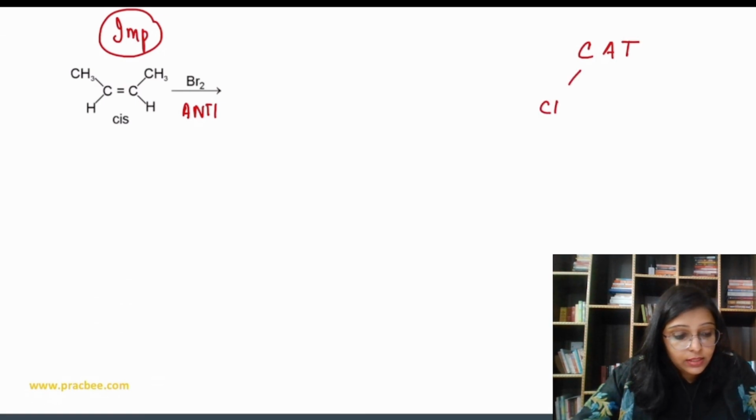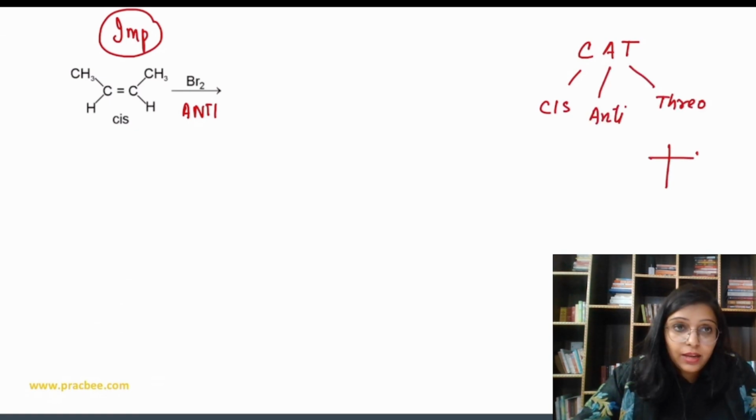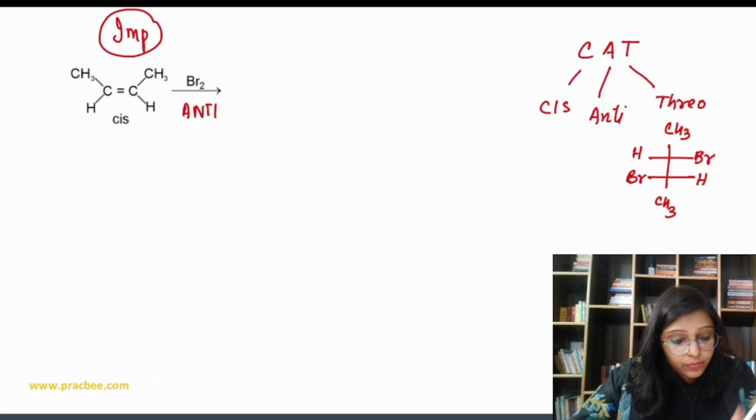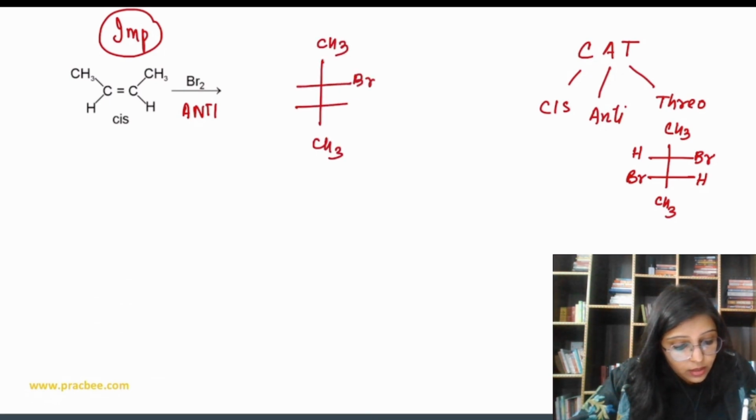C for cis, A for anti addition, and T means threo. Threo means, जैसे Br है तो Br is going to be on opposite side. You have to add Br, so Br is going to be on opposite side. That's how we form Fischer one. So here we write CH3, here we write CH3, this is H and this is H. So this is the threo form. ठीक है बेटे, तो cis anti threo, so we write CH3 as it is, CH3 as it is, Br over here, Br over here. So in the threo form, this is going to be the answer.